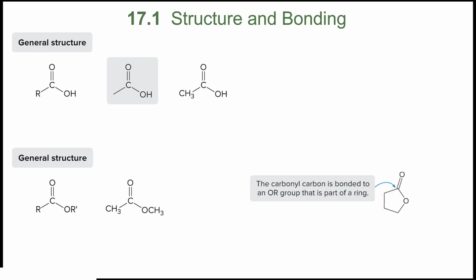If we look at the general structure of a carboxylic acid, we have a carbonyl, which is that C double bond O, and that's connected to the OH here. So that's our carboxylic acid. And we can see a simple one there in gray. C double bond OH is our carboxyl group. And this is a common one, that's acetic acid.